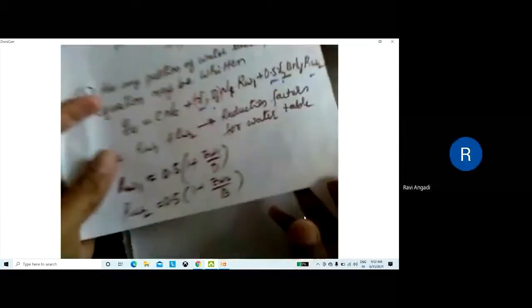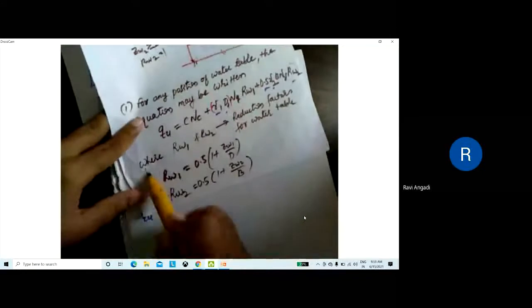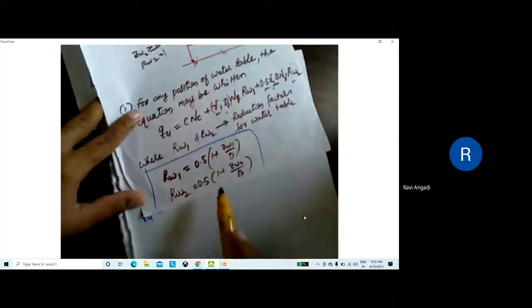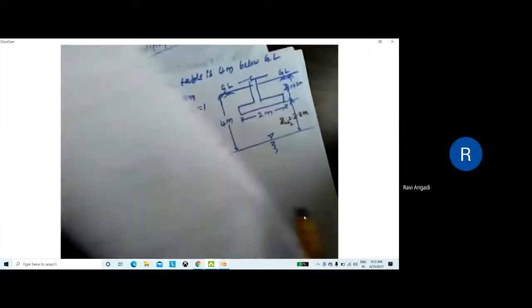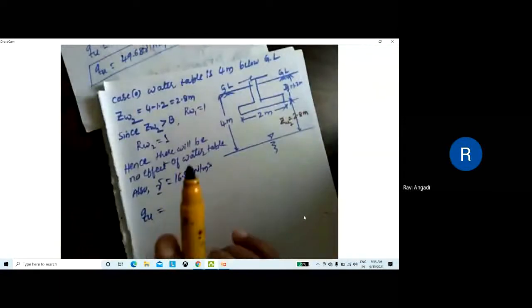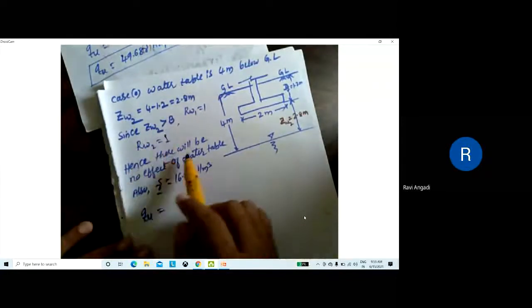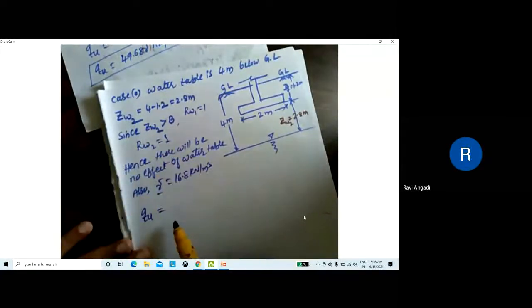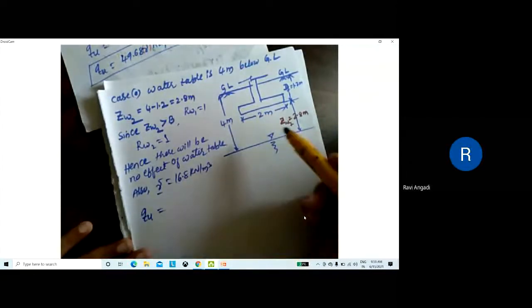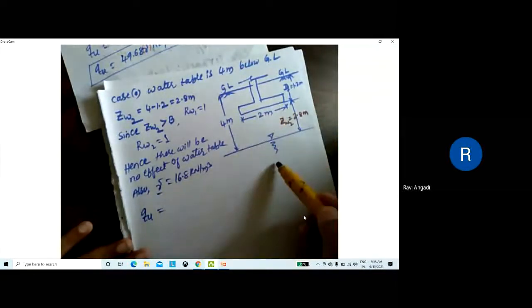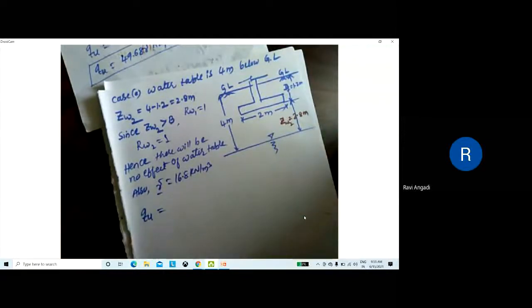One minute. Look here. Yesterday we have taken this equation, and with respect to this equation, we have calculated these RW1 and RW2. That condition you have to remember. Since ZW2 is greater than B, it will not affect the bearing capacity of the soil because it is away from the footing. It is beyond the width of the footing. If it is within the width of the footing, then only it affects the bearing capacity of the soil.